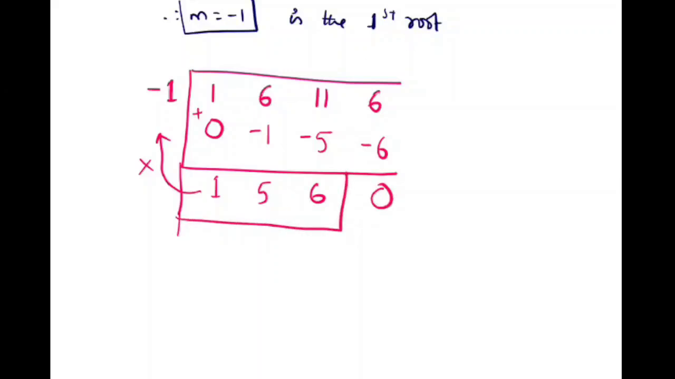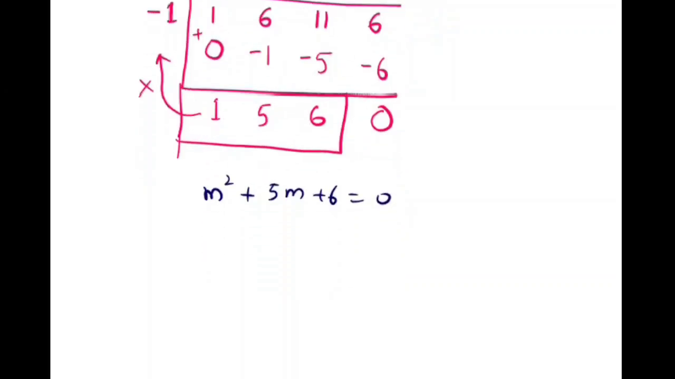ओके, सो इसका अब कैसा करेंगे, ये क्वाड्रेटिक इक्वेशन में कन्वर्ट हो गया क्योंकि ये कांस्टेंट, ये m स्क्वायर. सो दिस नथिंग बट 1m स्क्वायर प्लस 5m प्लस 6 equals to 0. Isn't it easy? Okay, now you just simplify this. So 6 you just split 3 into 2. Okay, so m square plus 3m plus 2m plus 6 equals to 0.